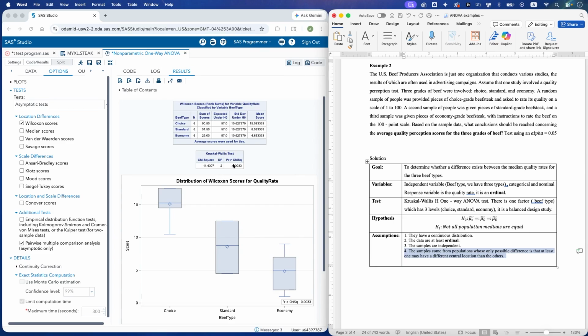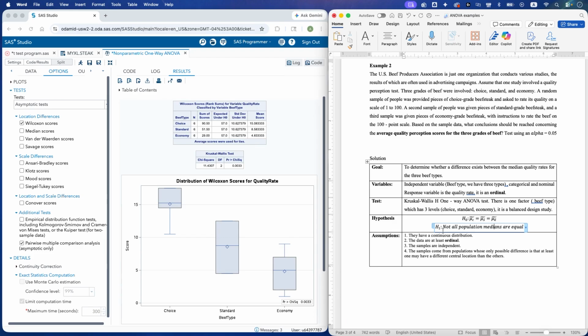So because the p-value is less than alpha, we have evidence to reject the null hypothesis. So we reject the null hypothesis. When you reject the null hypothesis, that means you're accepting the alternative hypothesis. By the way, we don't accept the null hypothesis. We either reject the null hypothesis or we fail to reject the null hypothesis. When you reject the null hypothesis, that means you have strong evidence to accept the alternative hypothesis.